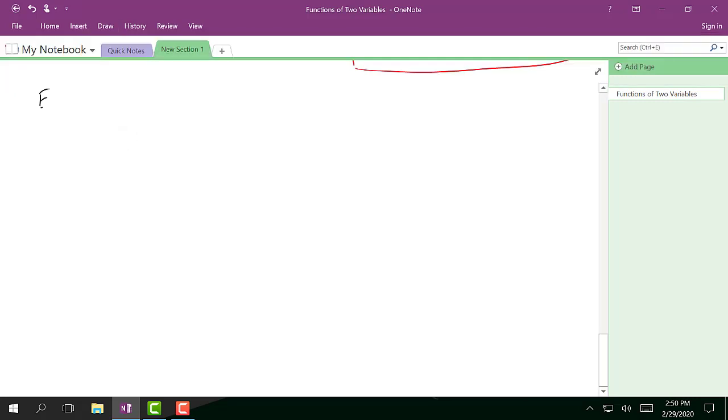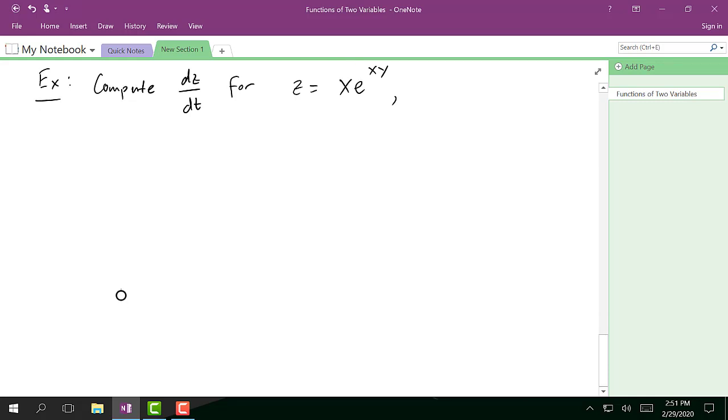Okay, example. What we're going to do is compute dz dt, the total differential, because we have d's, for z equals x times e to the xy. Now x and y are in turn going to be functions of another variable, in this case t. So we'll say that x is equal to t squared, and y is equal to t to the minus 1.